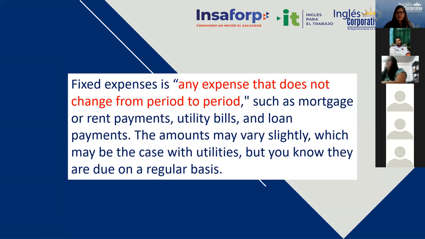But these things are always the same. A fixed expense is any expense that does not change from period to period. So one month you pay $60 of electricity and $10 of water, to say something, right? And you pay the $300 of the leasing of the place where you have the business. But they are always the same.